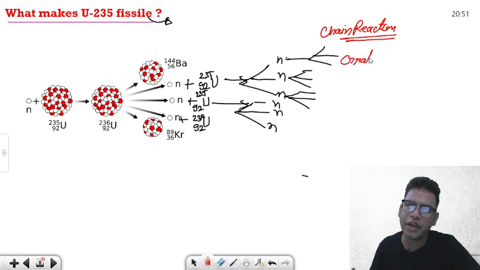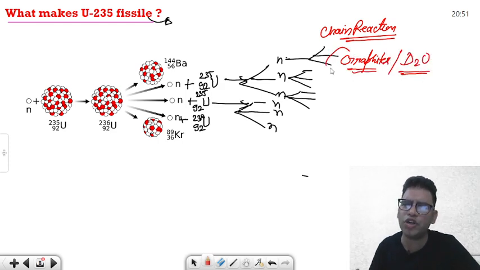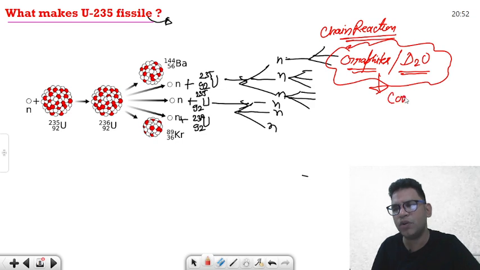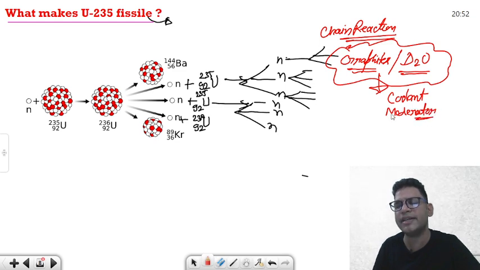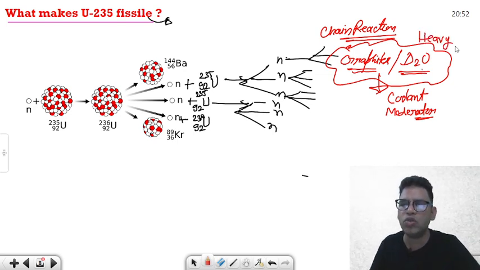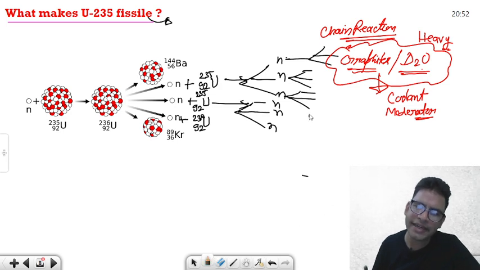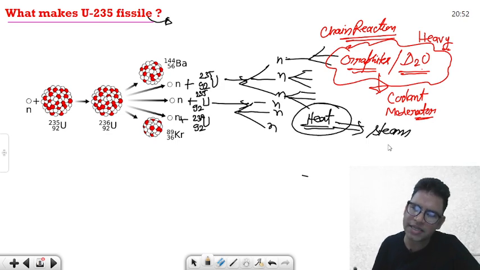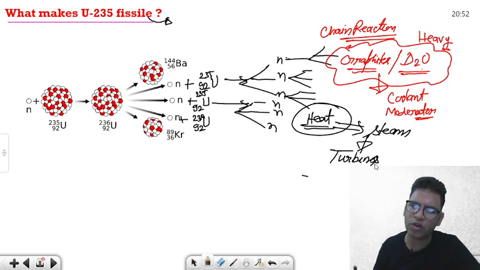So graphite rods are used, even heavy water D2O is used. We are going to talk about nuclear reactors in another video, and they are basically used as coolant and moderator. For example, in heavy water nuclear reactors, D2O, heavy water, is used as coolant also, right? And once lots of heat is generated, this heat is used to make steam, and this steam is going to rotate turbines, and these turbines are going to produce electricity.